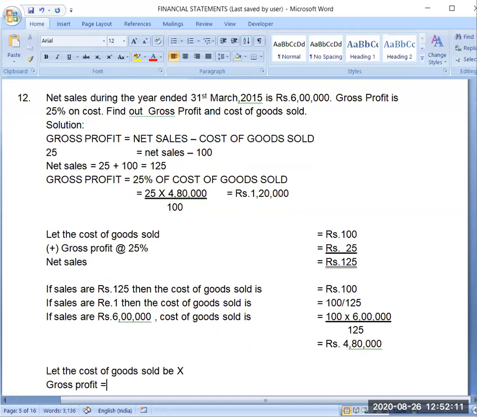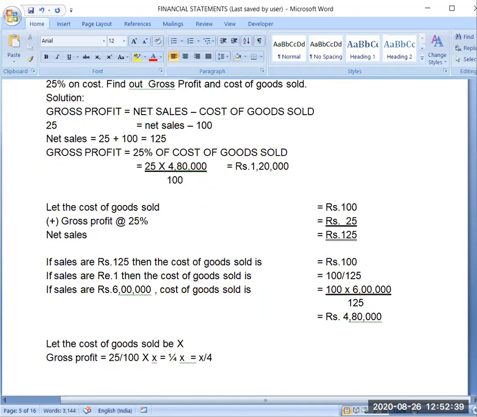Gross profit will be 25 upon 100 into X. So that will be 1 upon 4x. So your gross profit will become this one, or x upon 4. Yes, you can say it. X upon 4. This will be your gross profit. Now you can put it in equation.